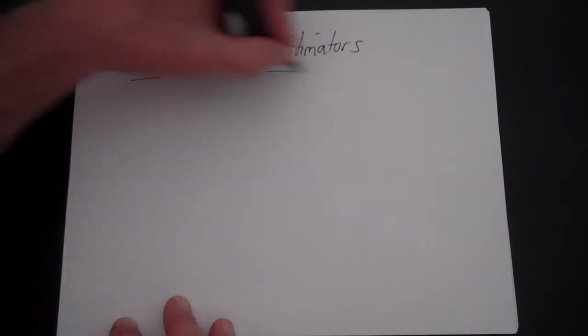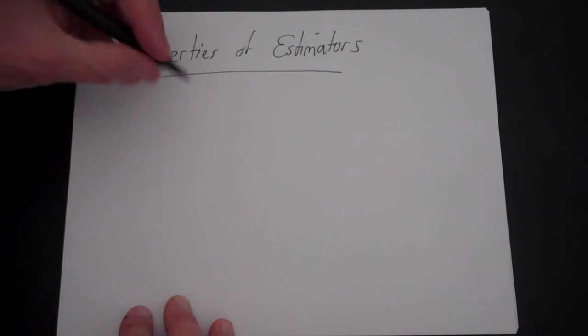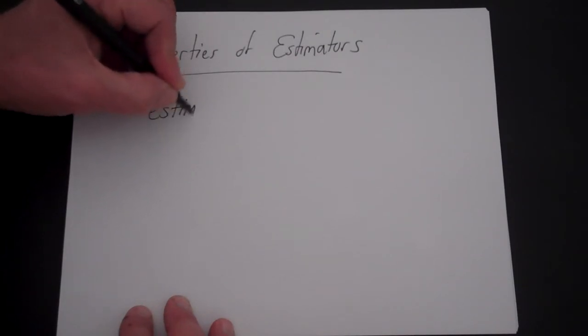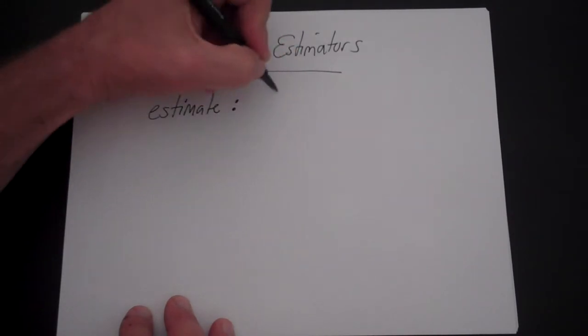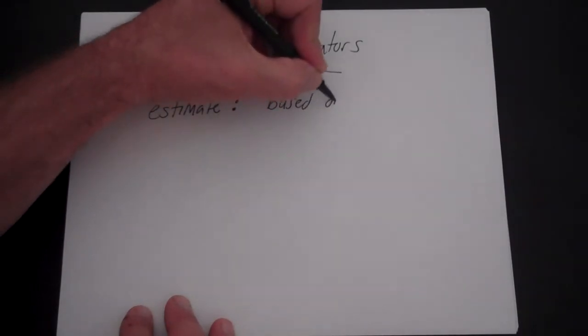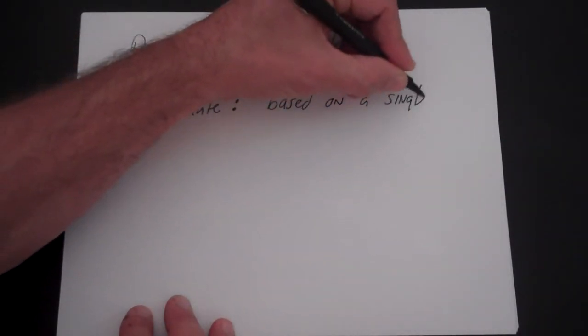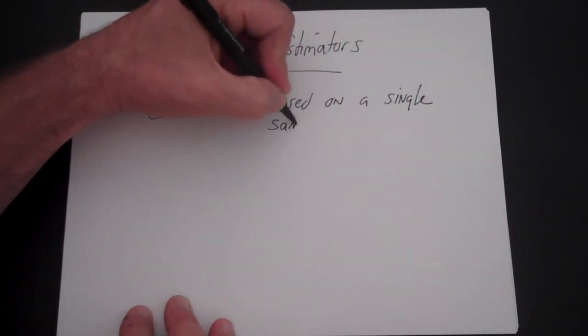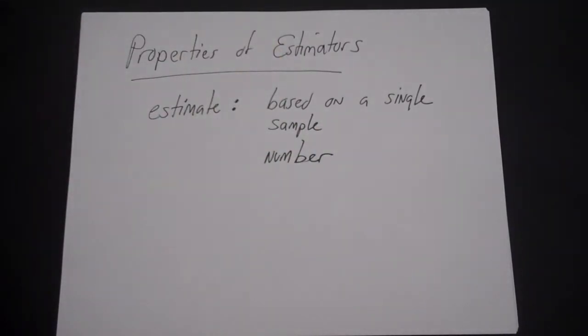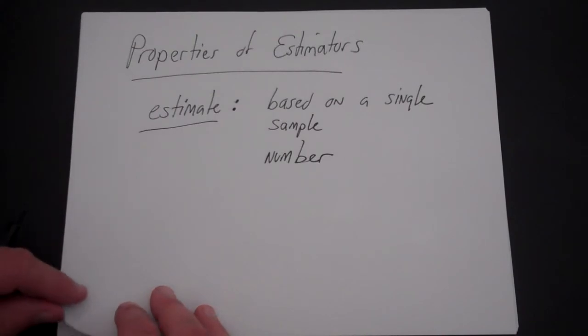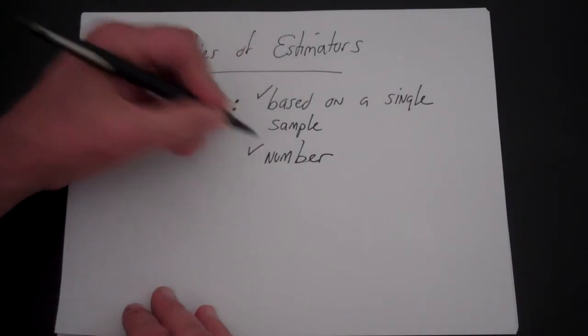So the first thing we have to know is what we mean by the difference between an estimate and an estimator. An estimate is based on a single sample, and it is a number. An example would be, try to figure out how tall high school sophomores are. So let's get an estimate by taking a sample of 100 high school sophomores. That's based on a single sample and it's a number.